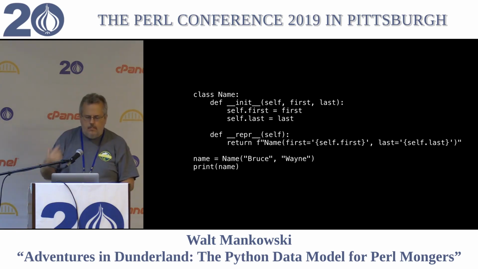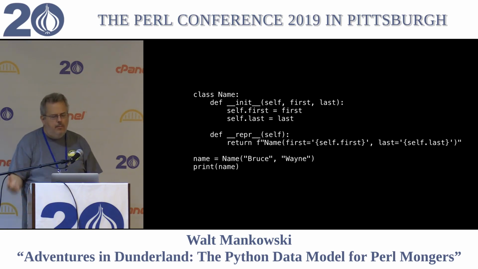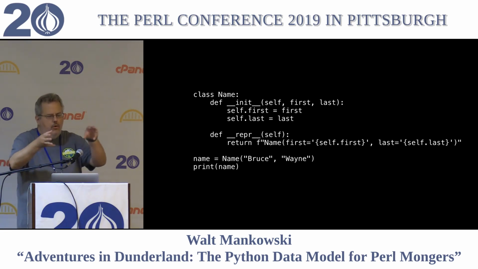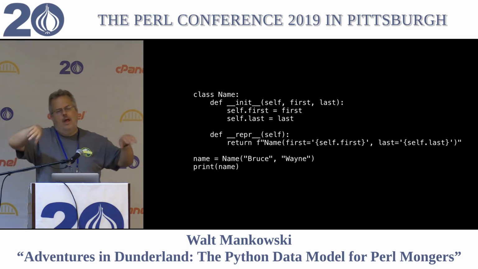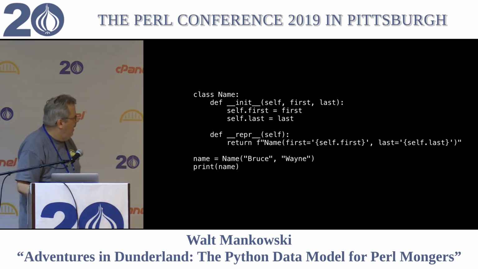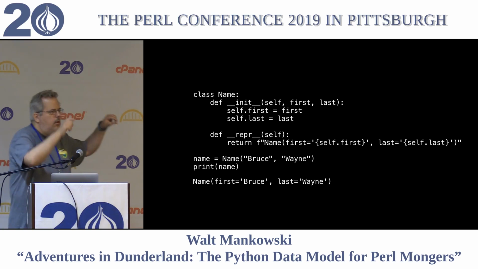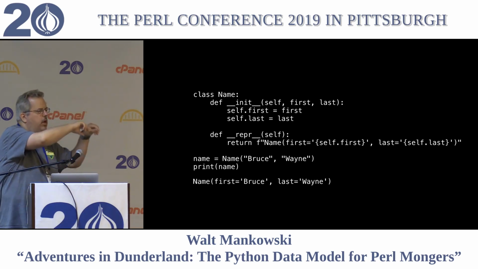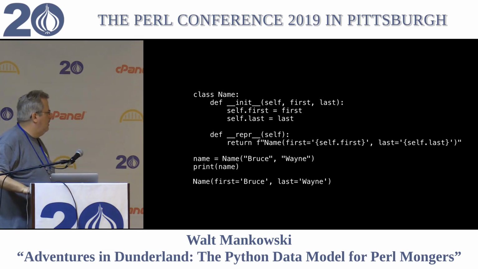So what a lot of people do is have repr give a more internal representation of the class, whereas str will be more of a human readable thing. So here I'm just trying to make it look like what you would call to construct the instance of the class with those parameters in it.